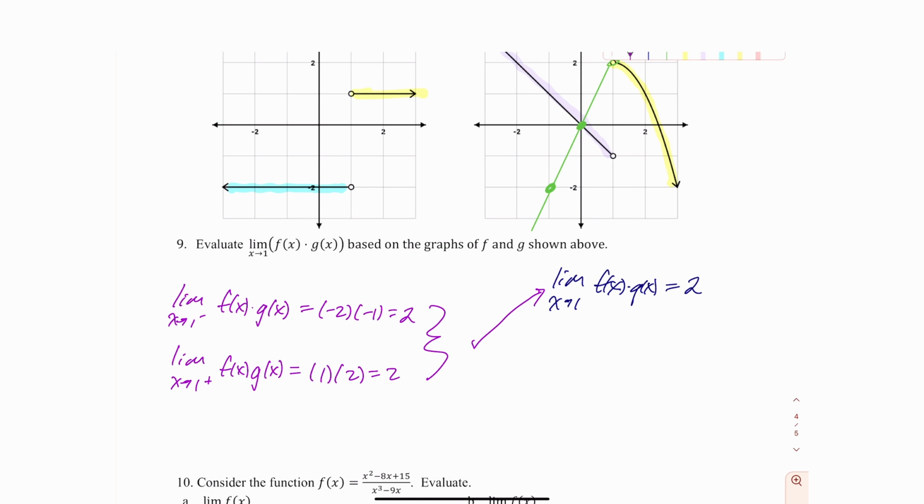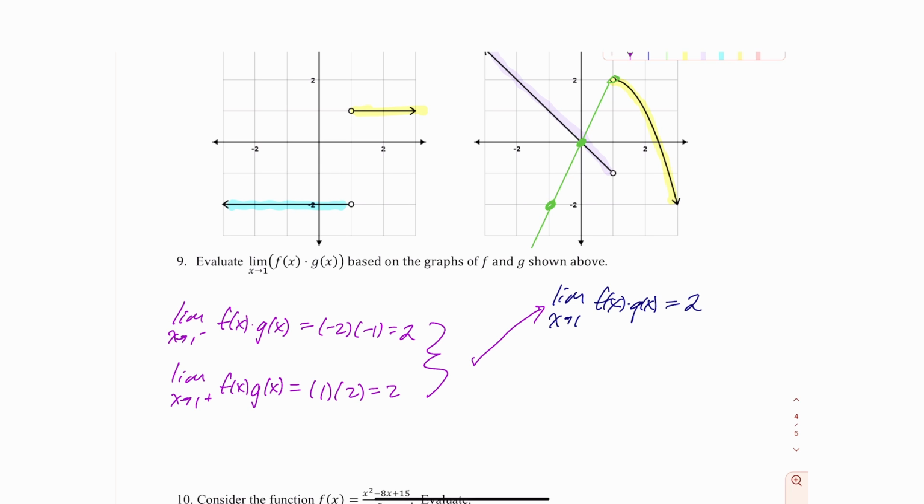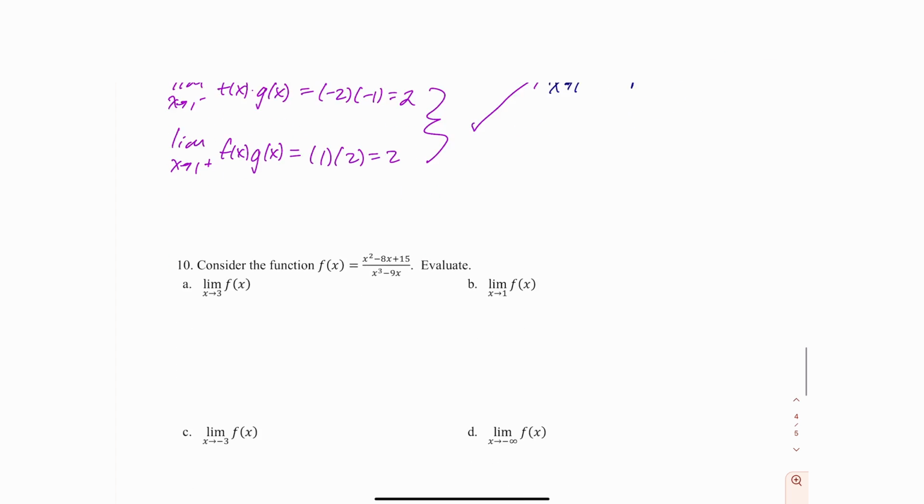So two different approaches. One is kind of graphical, which will not always work, I don't think, or might be more challenging. Or you can do the limit from the left, limit from the right, and evaluate those. That wasn't as hard because you could clearly see each limit as we did it. The choice is yours. All right, one more.